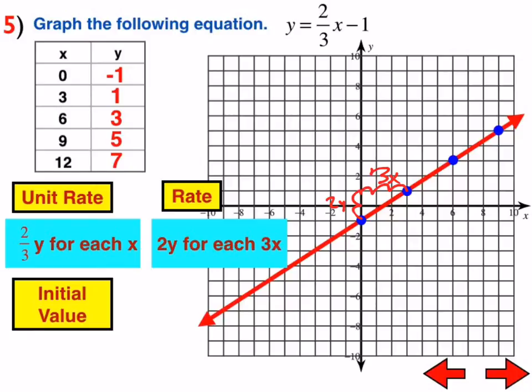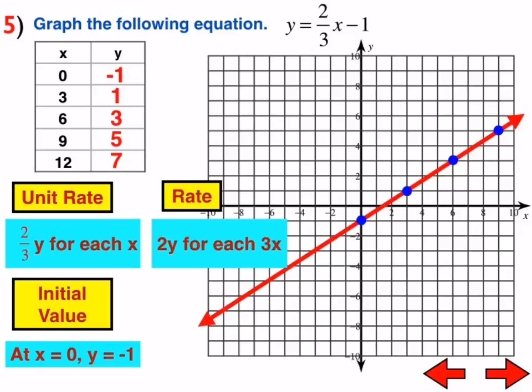And the reason for thinking of it that way is going up 2/3 for every 1x, that's too hard to do when it's scaled by ones. Okay, so add this piece right here to your notes. That's going to become very important for the very last part of today's lesson. And then our initial value. When x is 0, y is negative 1.